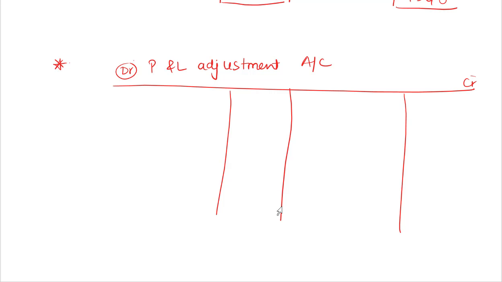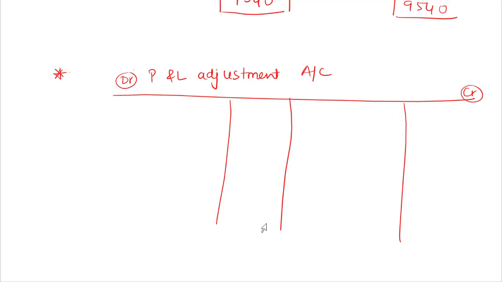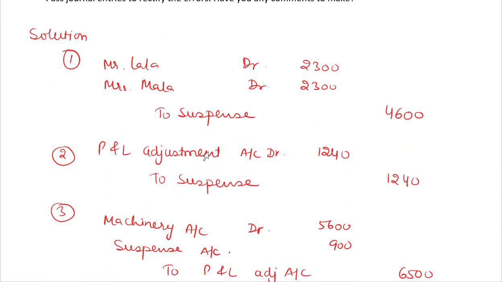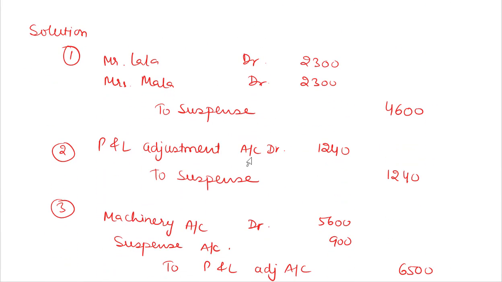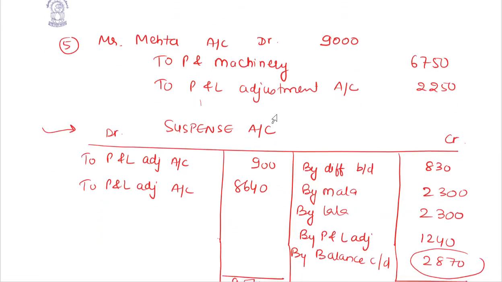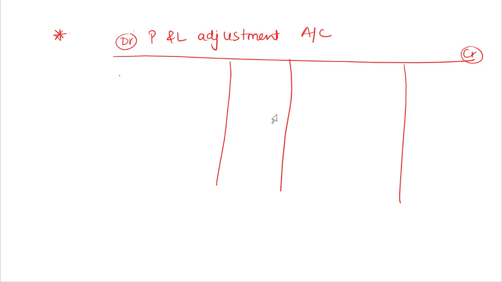Debit. Credit. First entry there would be no entry of adjustment. On second entry we need to debit suspense by 1240. Debit suspense to suspense 1240.